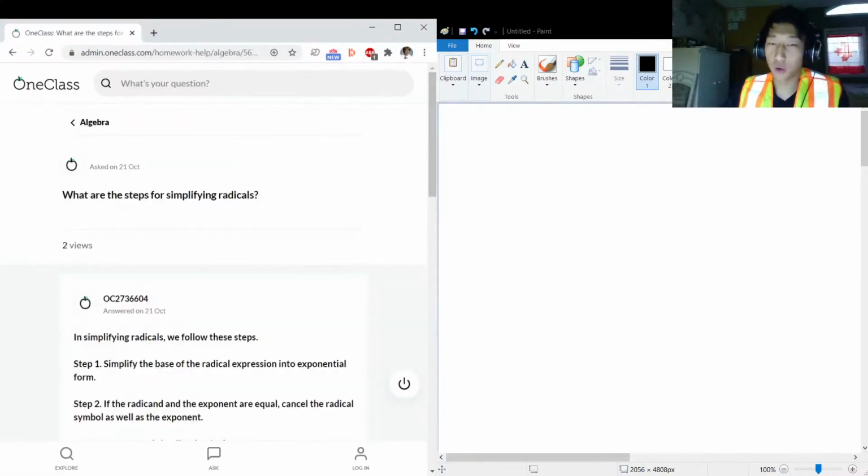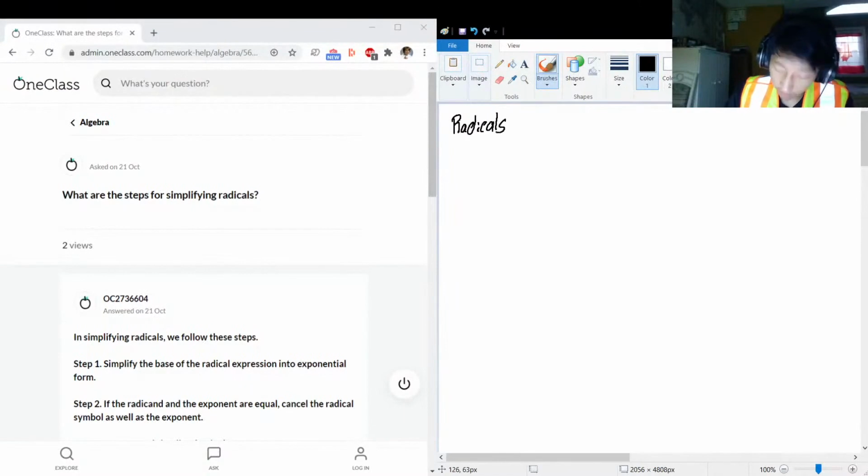So, this is the next question on the menu today. What are the steps for simplifying radicals? That's rad, bro. What is a radical in the first place? Some people say, "that's radical," meaning that it's super out there or super cool. In math, radicals are roots.